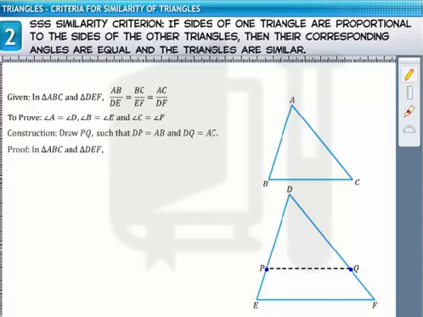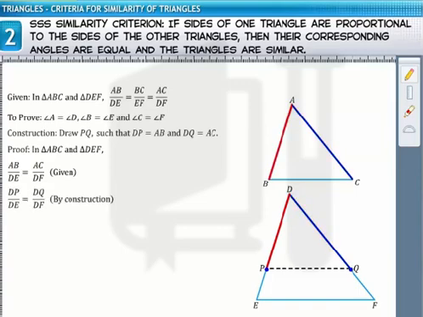Let's consider triangle ABC and triangle DEF. It is given that the ratio of AB and DE is equal to the ratio of AC and DF. Now, by construction, DP is equal to the side AB and side DQ is equal to the side AC. Taking the reciprocal, we can also write the equation as DE upon DP is equal to DF upon DQ.